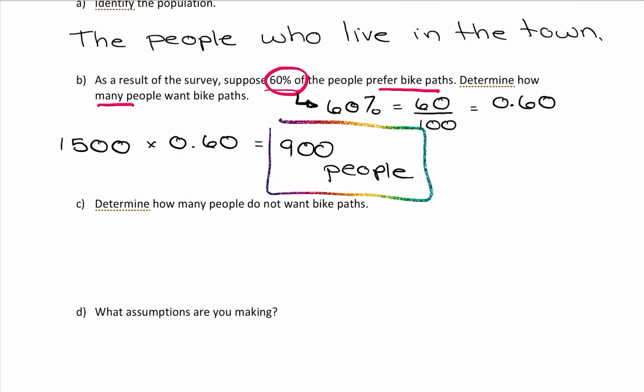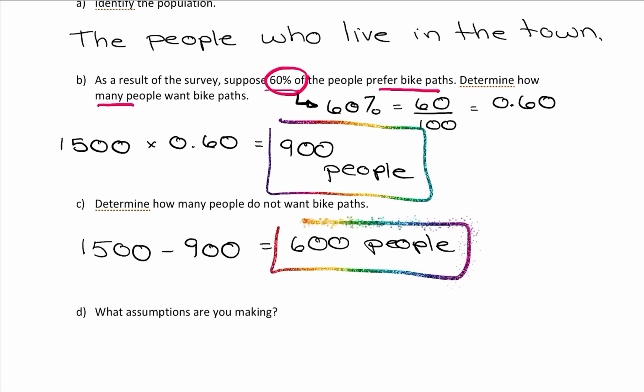C. Determine how many people do not want bike paths. Well, if there were 1,500 people in total, 900 of them want bike paths. How many are left that don't? We're going to subtract the 900 that want. Whatever's left over, which in this case is 600, 600 people do not want bike paths. So the number of people that want something and don't want something have to add up to that total of 1,500.